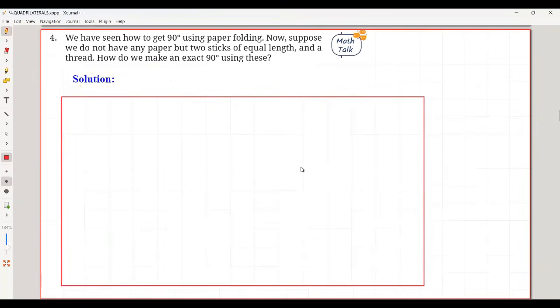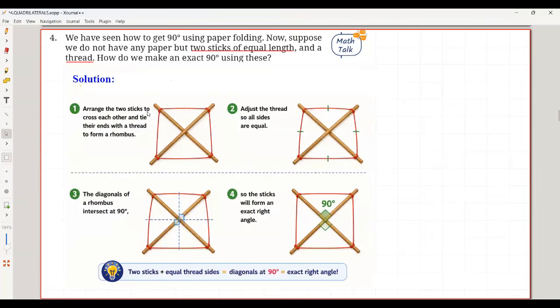Fourth question. We have seen how to get 90 degrees using paper folding. Now suppose you do not have any paper but two sticks of equal length and a thread. How do we make an exact 90 degrees using this? First, arrange two sticks to cross each other and tie their ends with the thread to form a rhombus. Adjust the thread so all the sides are equal.